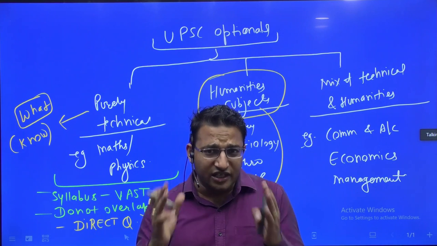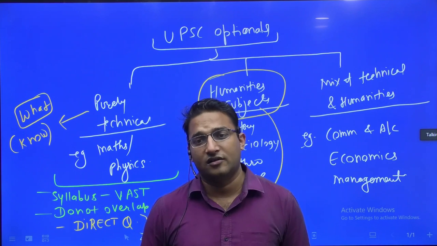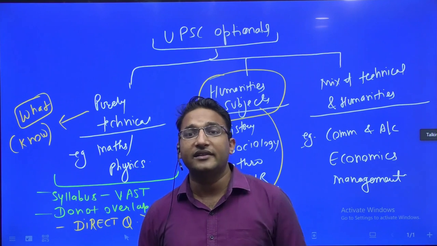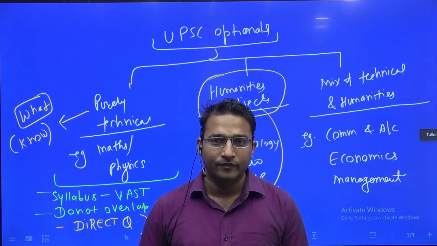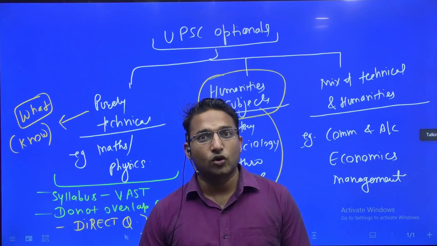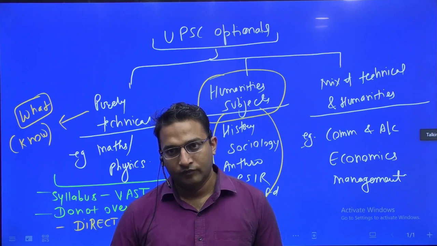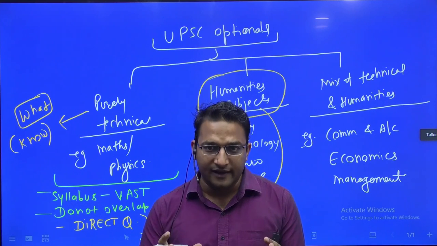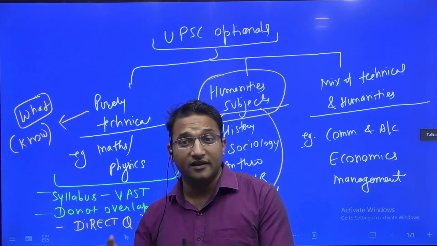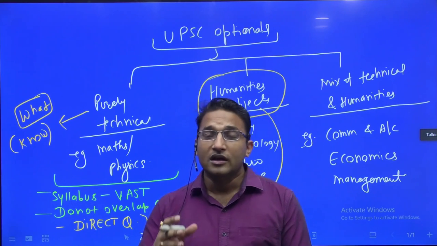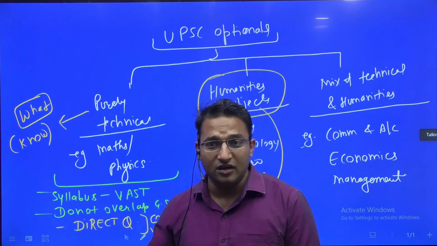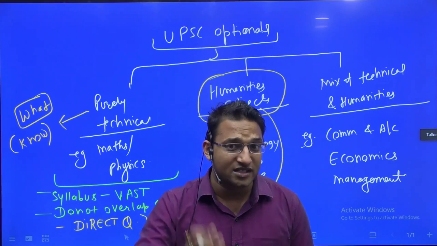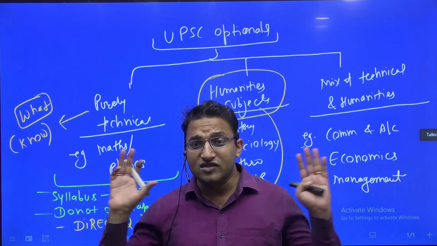There is a lot of discretion with the copy checker. If they like the content, they can give the marks. If they don't like the content, they will not give the marks. For example, if they ask a question on police reforms in public administration, you may be writing very good content, but you may or may not get excellent marks because maybe someone else has written the answer better than you. The competition is more in the humanities subject, and the content is very, very diverse.